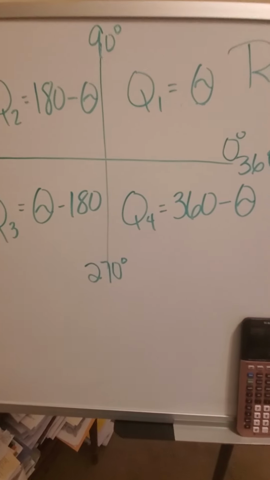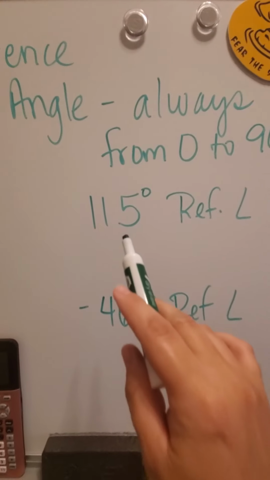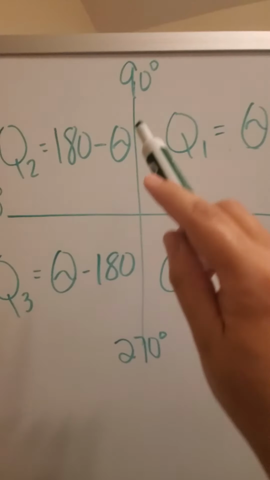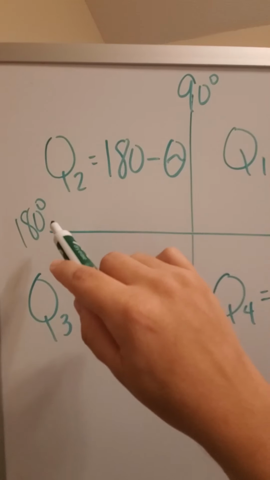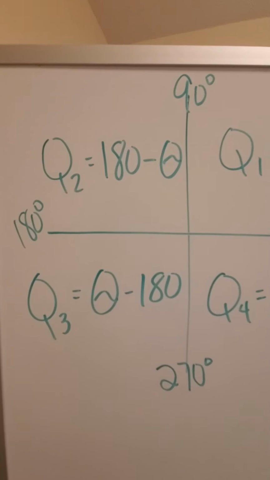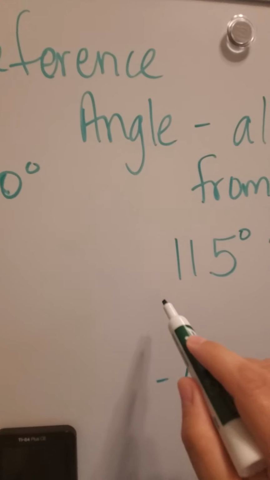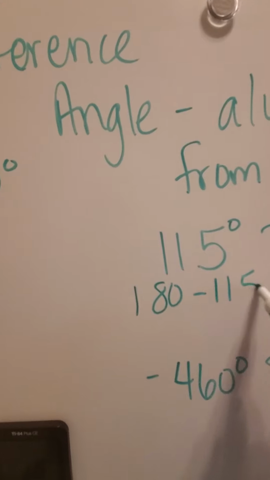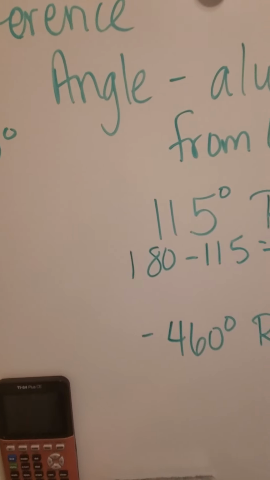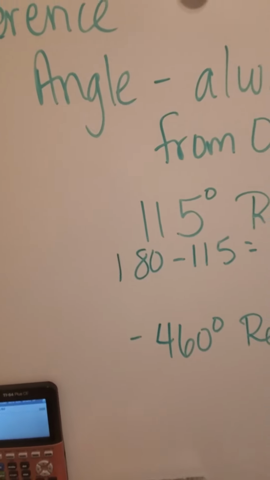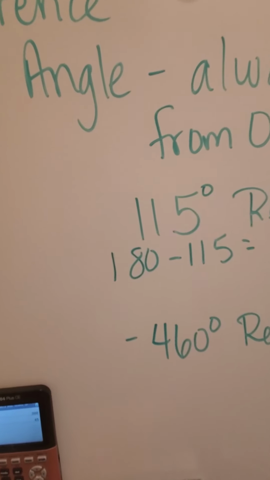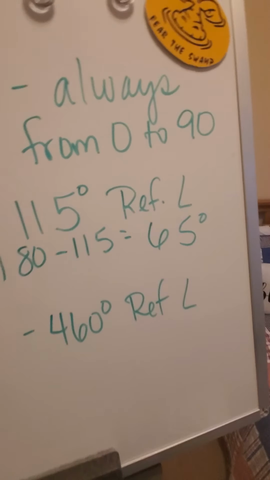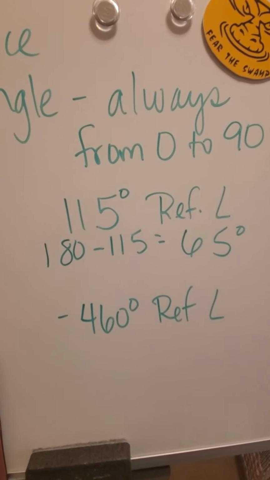So let's look at the 115. We'll get to the negative in a second. So 115 degrees. If I think about that, 115 is between 90 and 180, right? So I'm going to say 180 minus 115, because that's what it tells me to do. And 180 minus 115, because I'm not with it today, is 65 degrees. So that would be my reference angle for 115 degrees, okay?